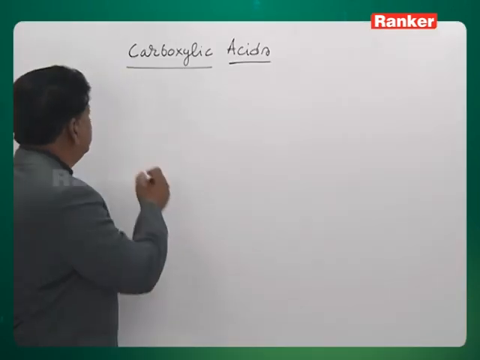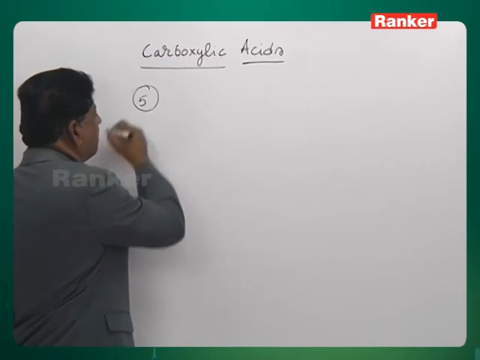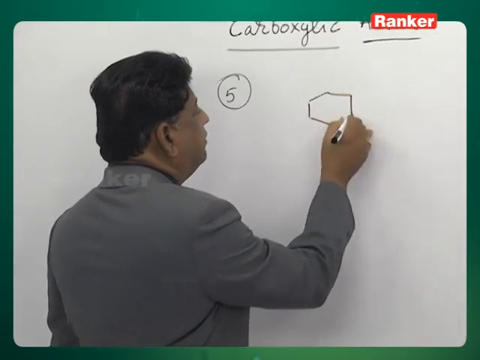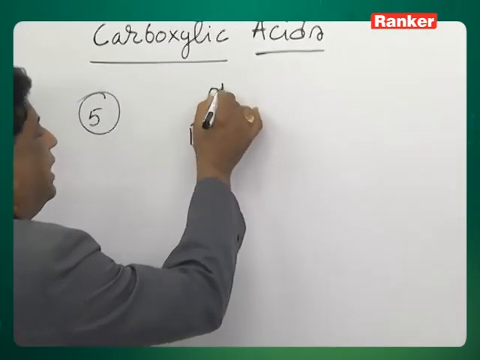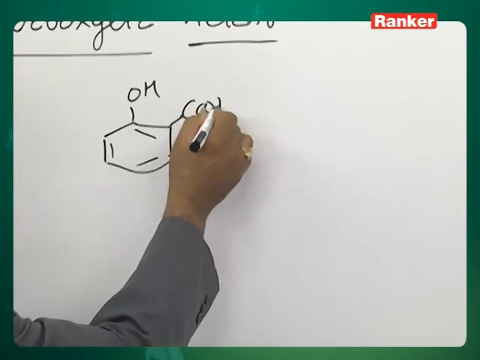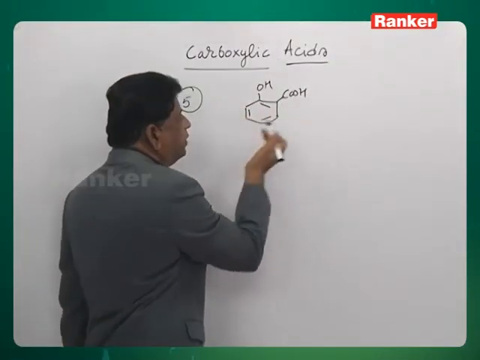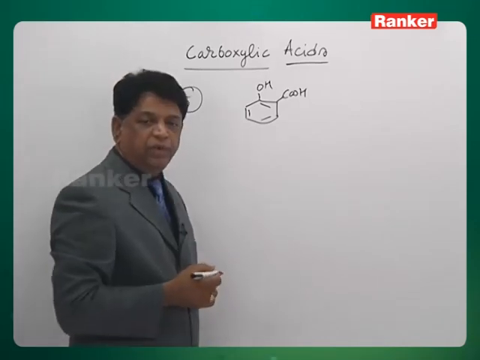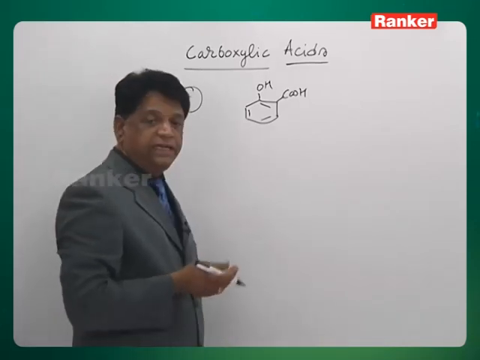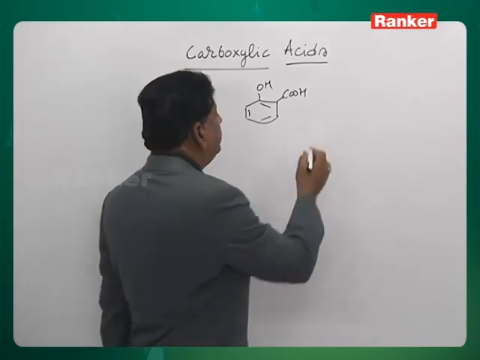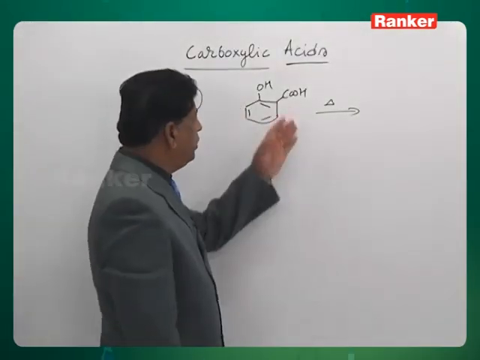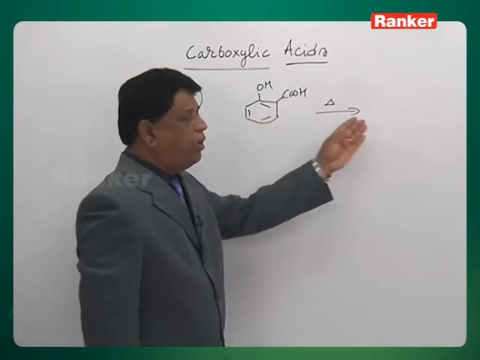Let's go for question number 5. Salicylic acid is heated up to 200 degrees. Salicylic acid is nothing but a phenol containing a COOH at the ortho position. Ortho-hydroxybenzoic acid, or the ortho-carboxylic phenol, is known as salicylic acid. This is heated at 200 degrees without anything. Generally when you heat carboxylic acids, they undergo decarboxylation and you will get the phenol.